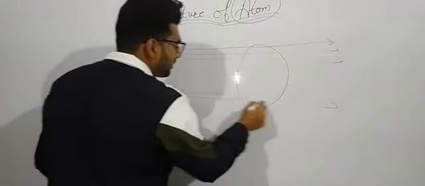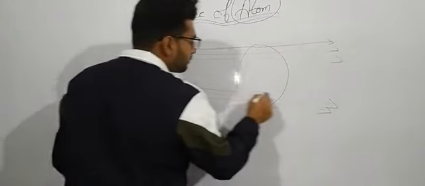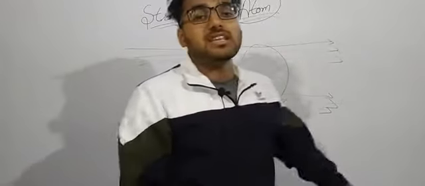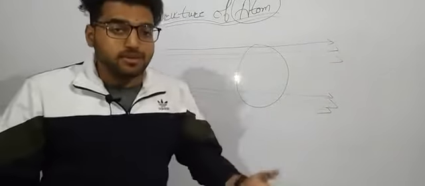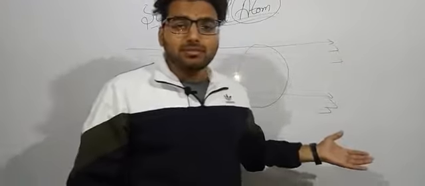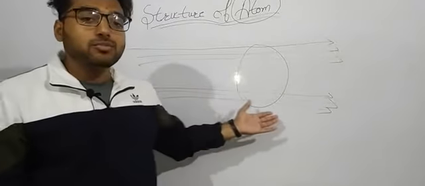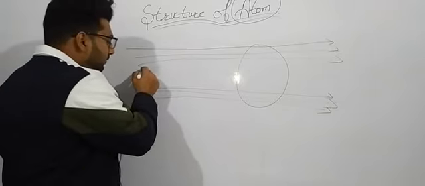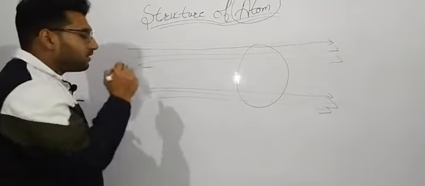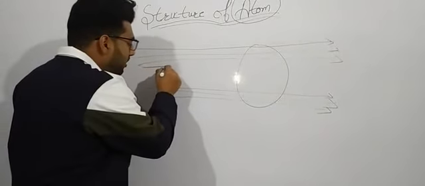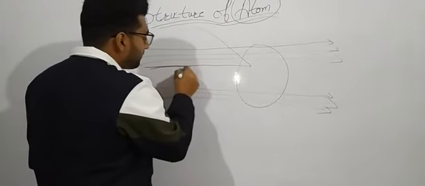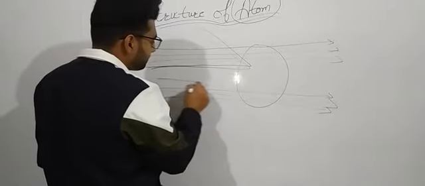So what does that mean? If the fast moving alpha particles were passing through the atom, he concluded that most of the space inside the atom is empty and that empty space allows the alpha particles to pass through it. But he also noted that there were some deflections happening. Very few particles were getting deflected with small angles like this.